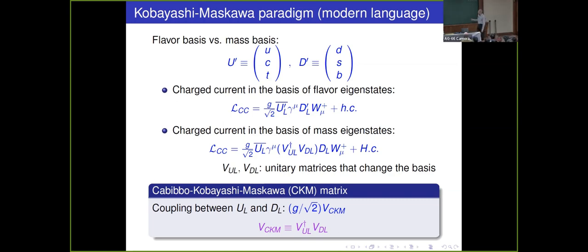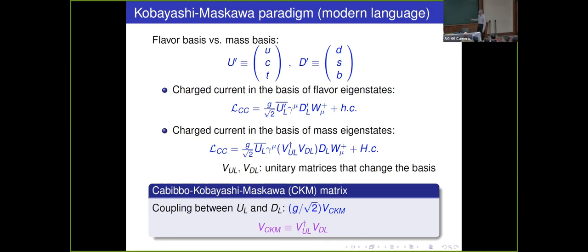So all you have to do is, instead of writing things in the flavor basis, which is U prime and D prime, you write them in the mass basis. And for the mass basis, you have to rotate by some unitary matrix. So this DL prime becomes V times DL, where V is unitary. And this UL prime becomes UL times V dagger, where V is unitary.